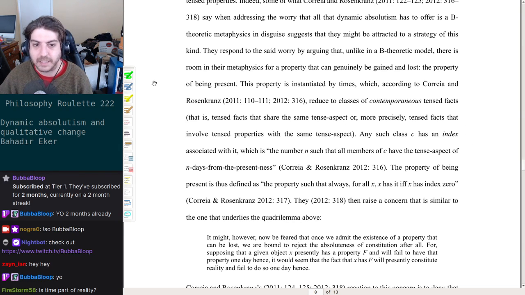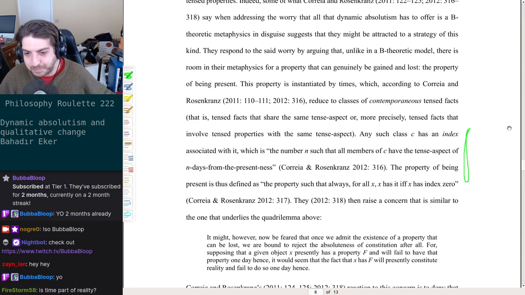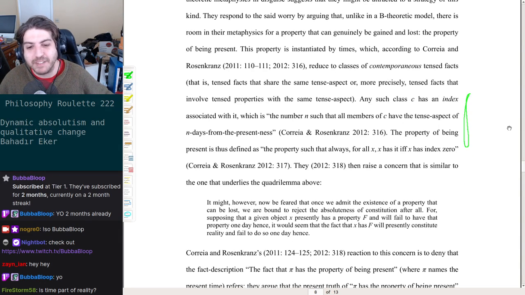Yeah, so this is the indexing I was talking about before. All facts have to be indexed, and once you index stuff, you're always referring back to the index, and that's kind of like the index is the reality here. The time is not, but the index is. So it's like you're always referring to the index of when this happened, so the time is sort of like this index now. The property of being present is thus defined as the property such that always for all x, x has it if x has index 0. See, it's not at time, it's at index 0. I always like it when I get stuff right. I got that right really quick.